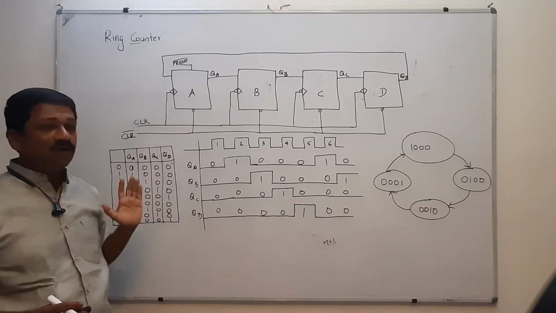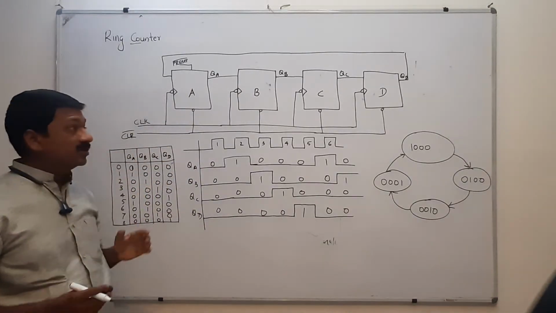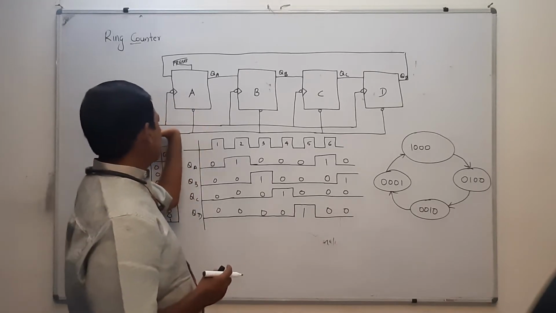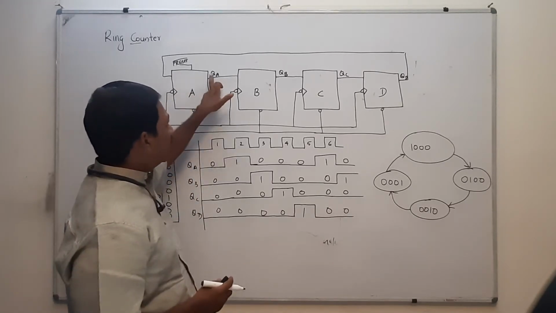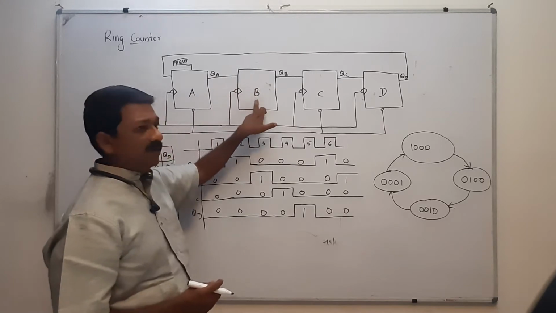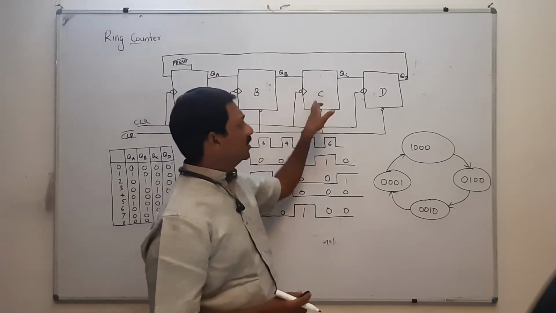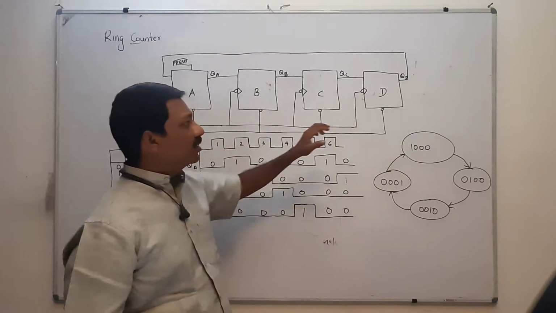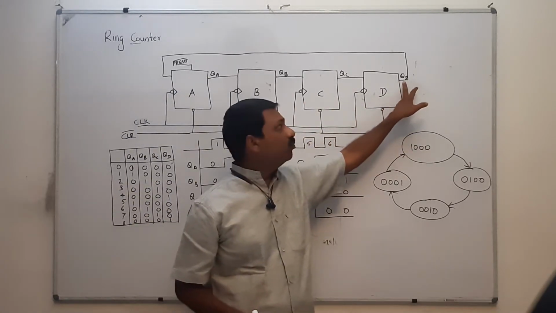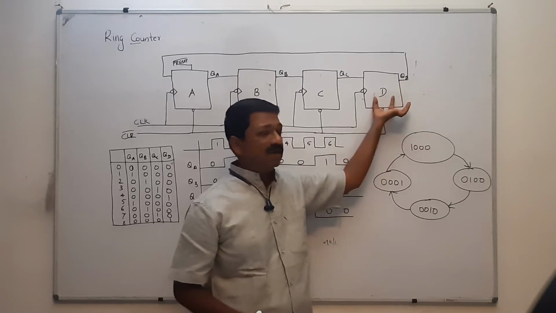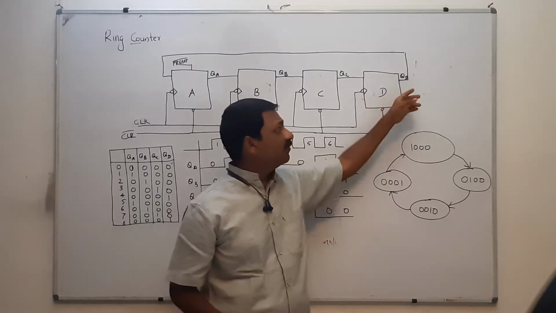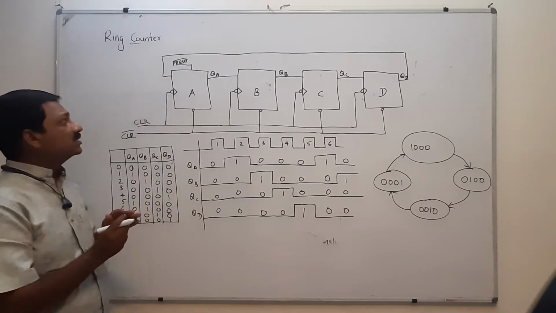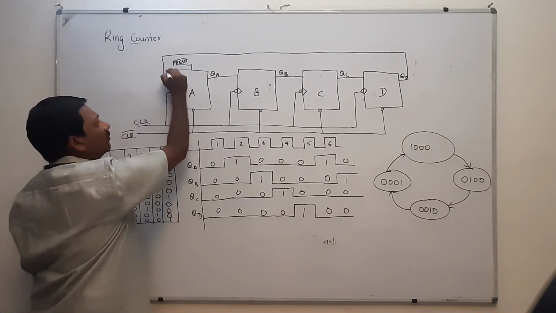This is a 4-bit shift register, and as you know, after the clock is applied, the content of QA is shifted to B, QB is shifted to C, QC is shifted to D, and as this is a ring counter, there is a loop. That means the output of the last D flip-flop is connected to the D input of the first flip-flop.